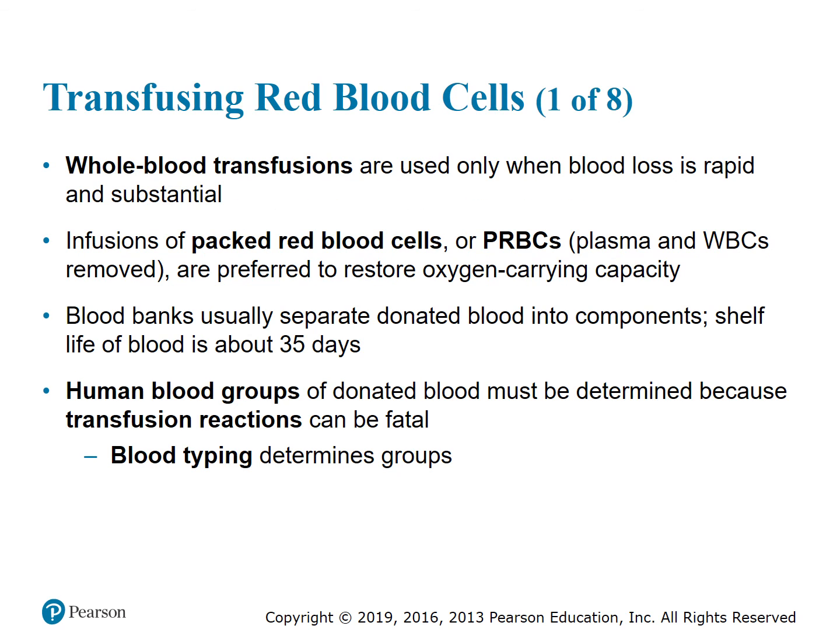Transfusing red blood cells. Whole blood transfusions are used only when blood loss is rapid and substantial. Transfusions of packed red blood cells, or PRBCs, with plasma and white blood cells removed, are preferred to restore oxygen carrying capacity. The blood banks usually separate donated blood into components, and the shelf life of blood is about 35 days. Human blood groups of donated blood must be determined because transfusion reactions can be fatal. So blood typing will determine the blood group.